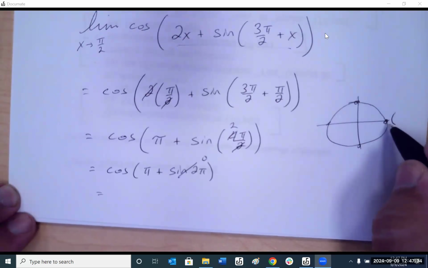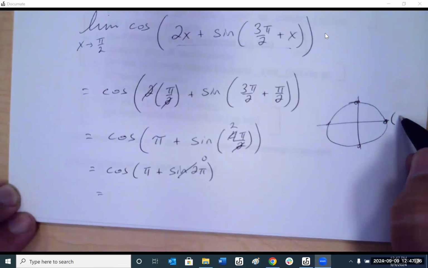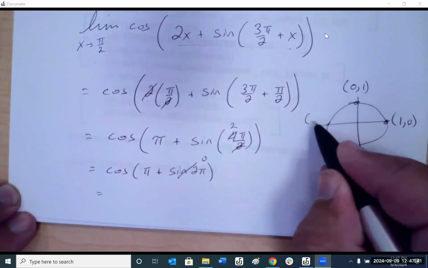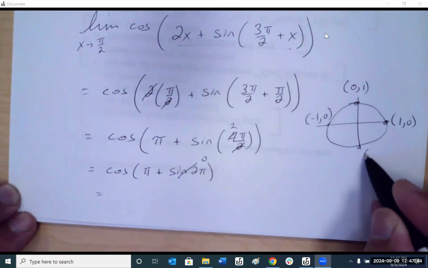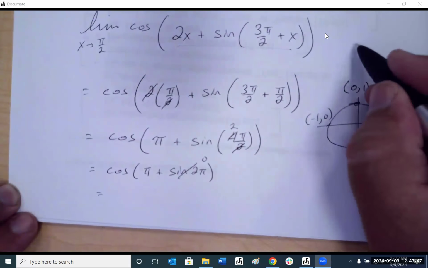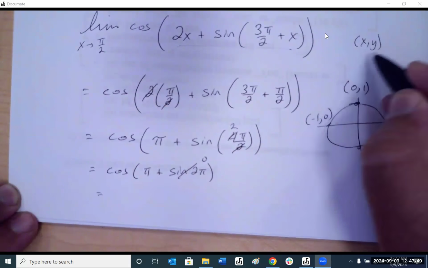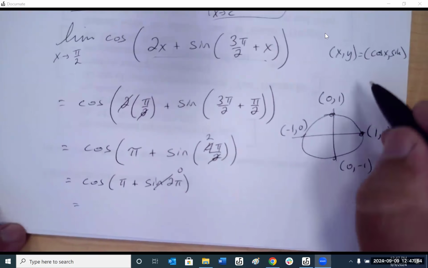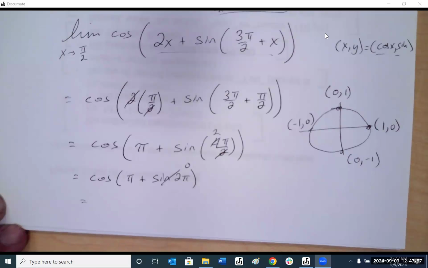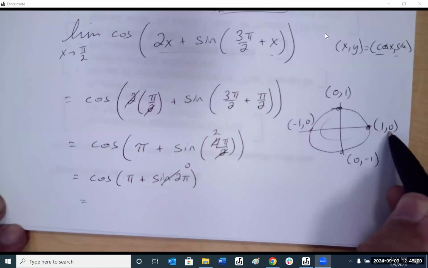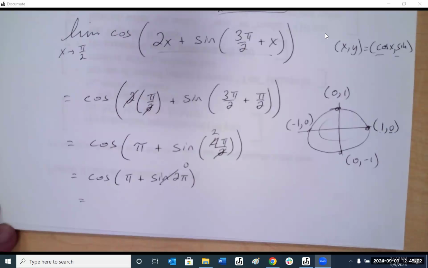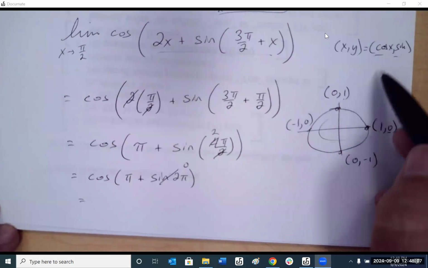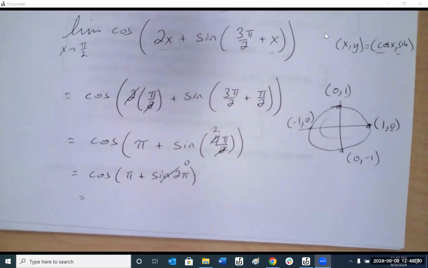Think of it this way. What's the point location of that one on a unit circle? 1, 0. And every point is made up of a cosine, sine. So the cosine is the x value, sine is the y value. At 2 pi, sine is 0. At pi over 2, sine is 1. So the sines are the y values, cosines are the x values.